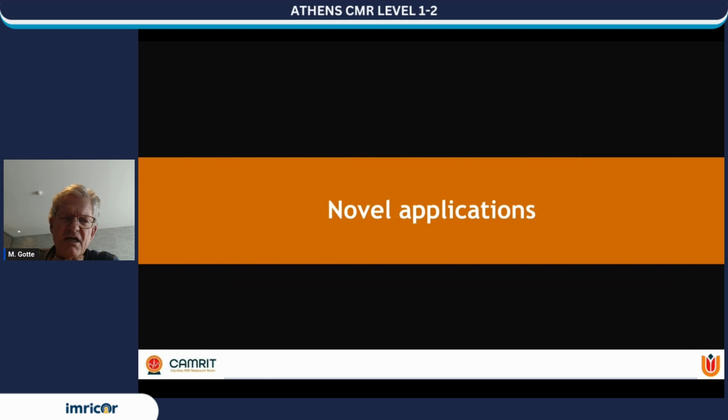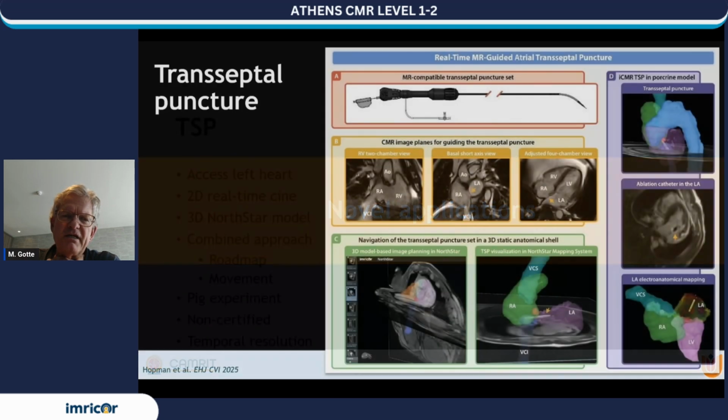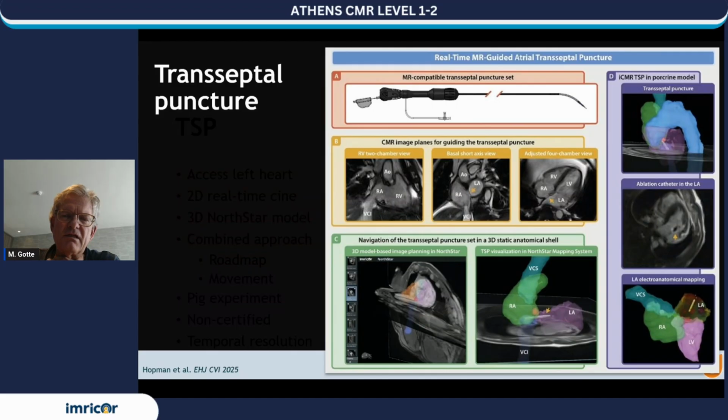tracking devices. And novel applications are the transseptal puncture sheath. You need this if you want to have access to the left side of the heart and start doing ventricular ablations. And we are lining up for this. We have done the first ventricular ablation a couple of months ago, and I will present on this later this day. But this is the same principle.